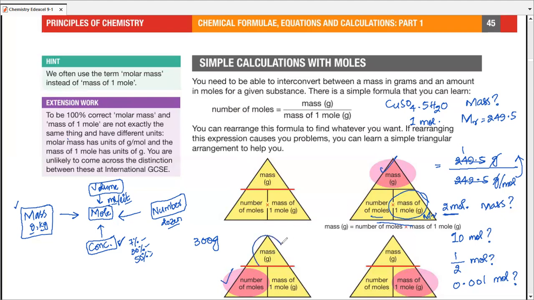Remember, you're going to take that mass and you're going to divide it by MR. This means division. No. 300 divided by 249.5 is not 1. The mass is given in the question. MR is something you already know.